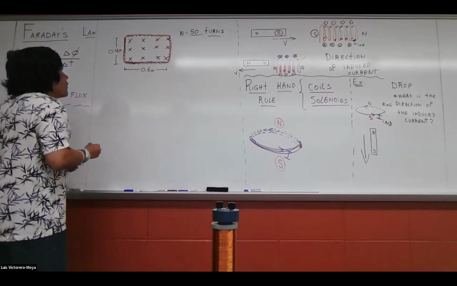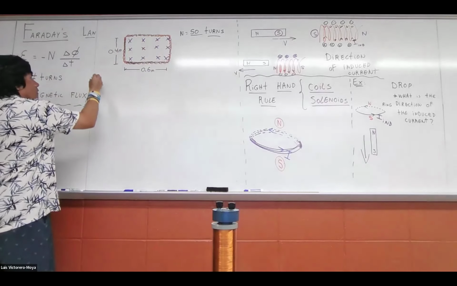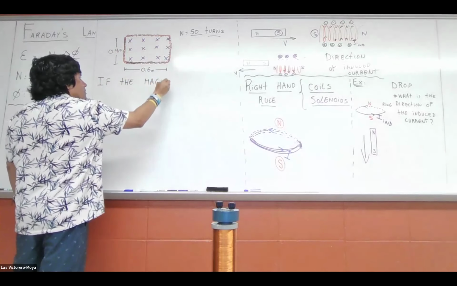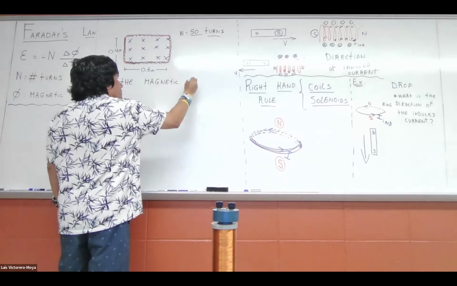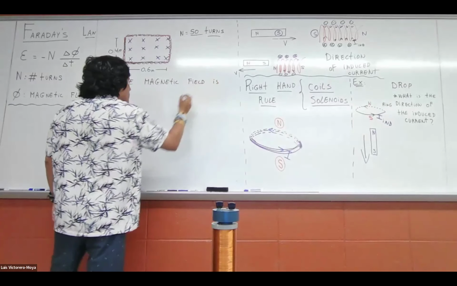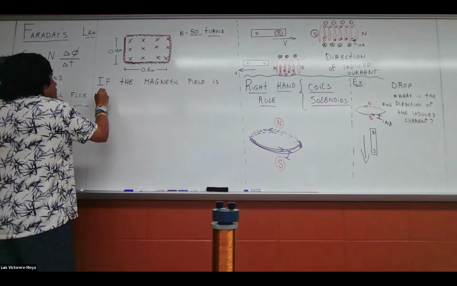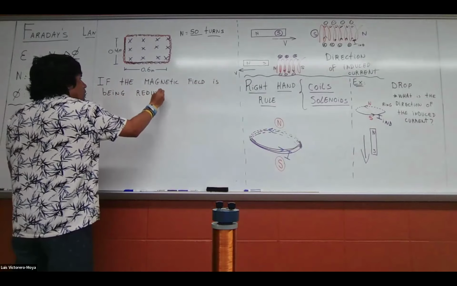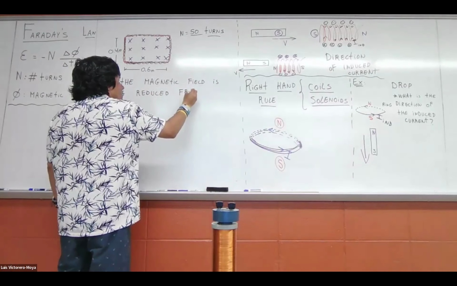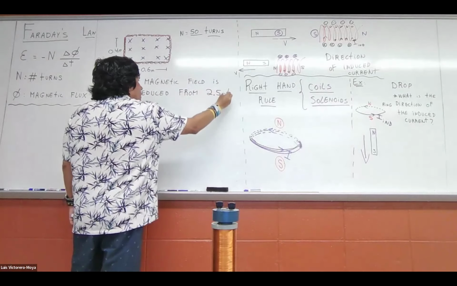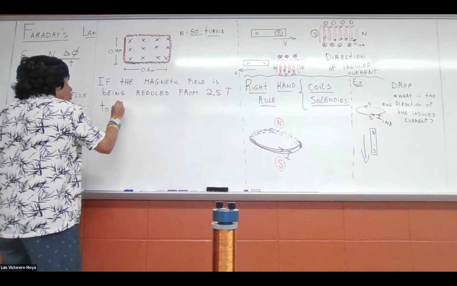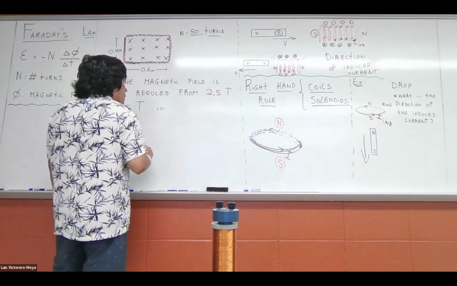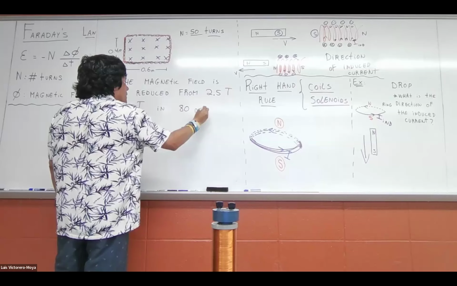All right, so if the magnetic field is being reduced from 2.5 Teslas to 1.5 Teslas in 80 milliseconds.